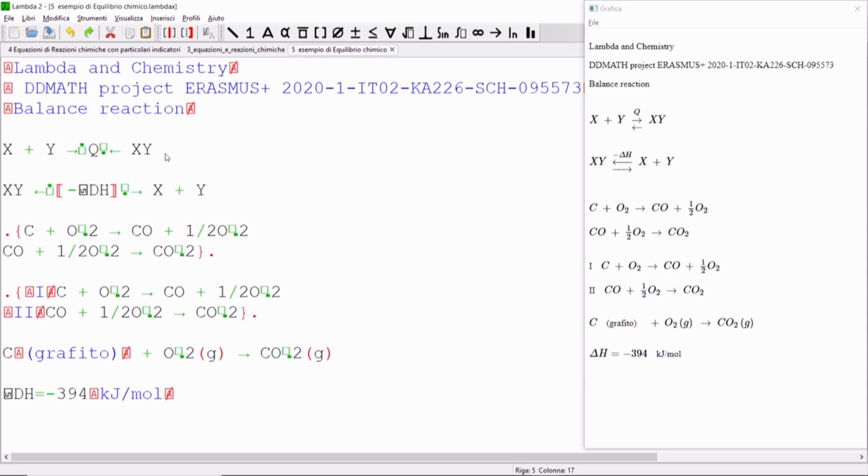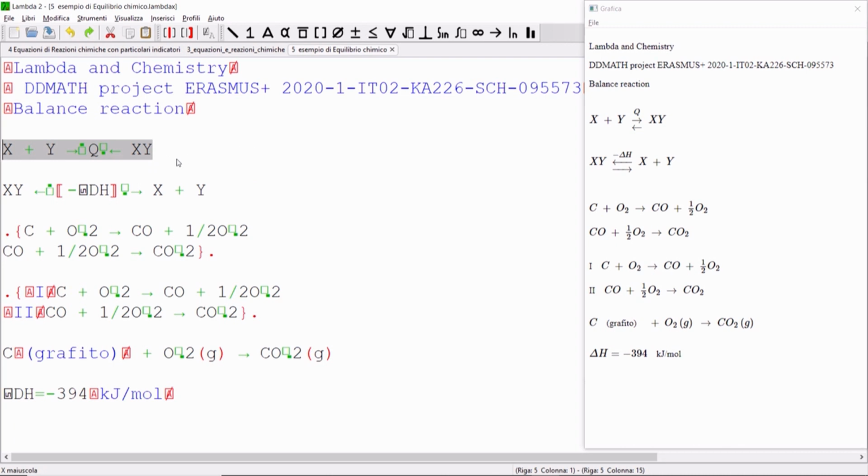In graphical mode, it is identified by placing a double arrow between the reactants and the products. The following must be entered in order: the main arrow followed by an indication with the attribute overwritten, the secondary arrow with the attribute underwritten. Here is an example. X plus Y, right arrow, overwritten Q, underwritten, left arrow, X, Y.